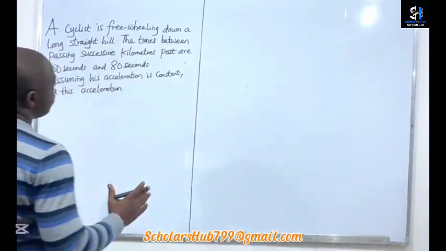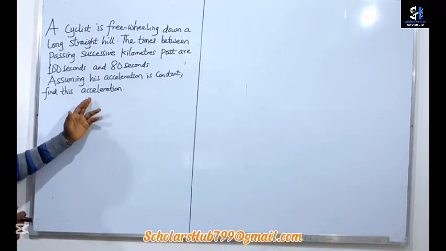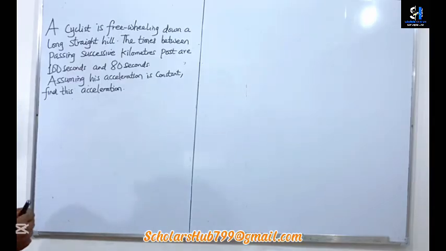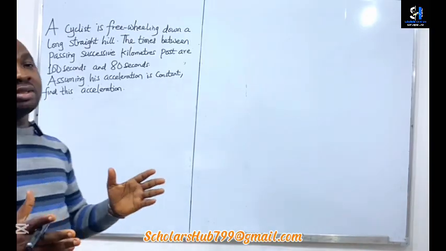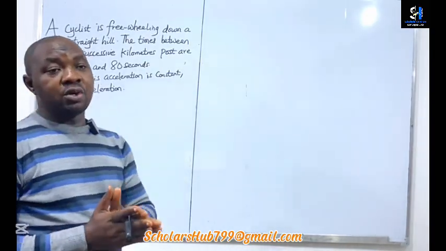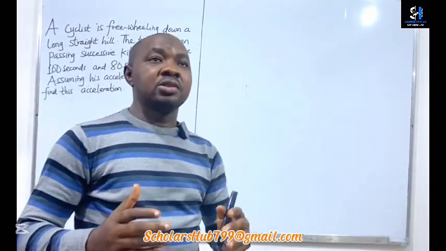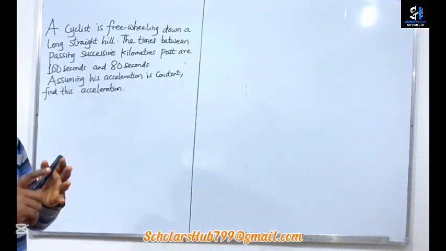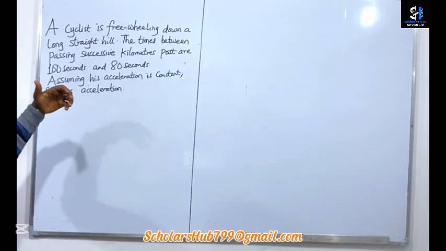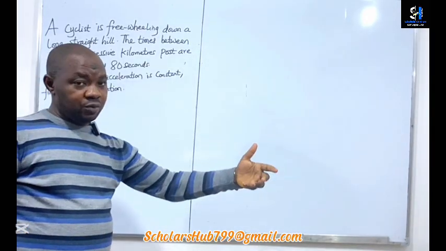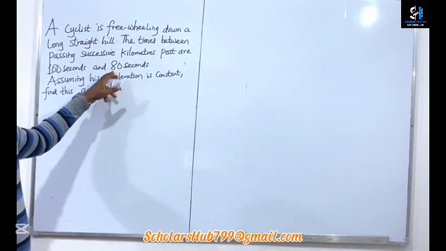So the first thing we need to do to calculate the value of a, that is acceleration, is to recognize the times between passing successive kilometers, because we know that 1 kilometer is exactly 1,000 meters. So during the first kilometer the time will be 100 seconds, the time it takes the cyclist to travel the first kilometer, and during the second kilometer it will take 80 seconds.